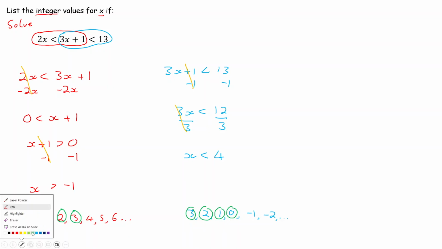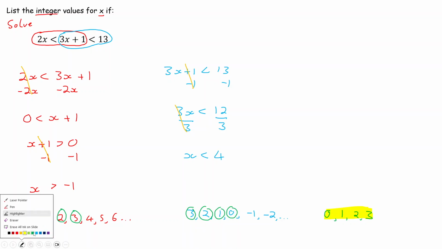So the integer values that satisfy both inequalities are going to be 0, 1, 2, and 3. So your answer is just going to be 0, 1, 2, and then 3. And that is it. That is all of your integer, just means whole number, values that satisfy both inequalities.